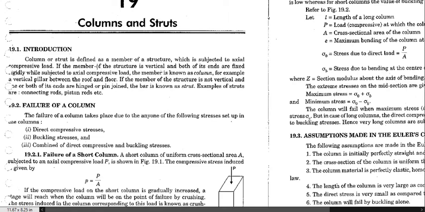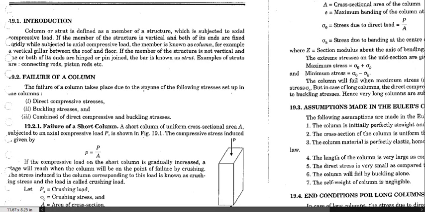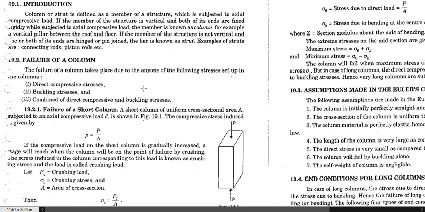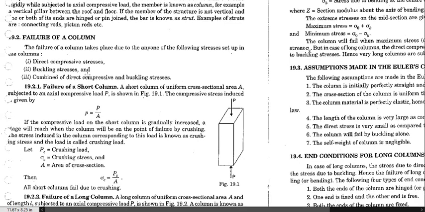A column is basically a vertical component over which axial compressive loads act, and a strut is a non-vertical structural element whose ends may be either hinged or pinned. All such types of structures are known as struts. Such a structure may fail due to direct compressive stresses or buckling, or due to the action of both of them.